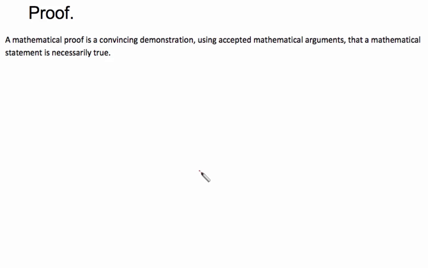So, proof. What is a proof? Good. A mathematical proof is a convincing demonstration, using accepted mathematical arguments, that a mathematical statement is necessarily true, and true being absolutely true, without a single exception. So this is a proof, meaning you cannot have a rebuttal. You cannot argue this. It's proof and there are no exceptions.